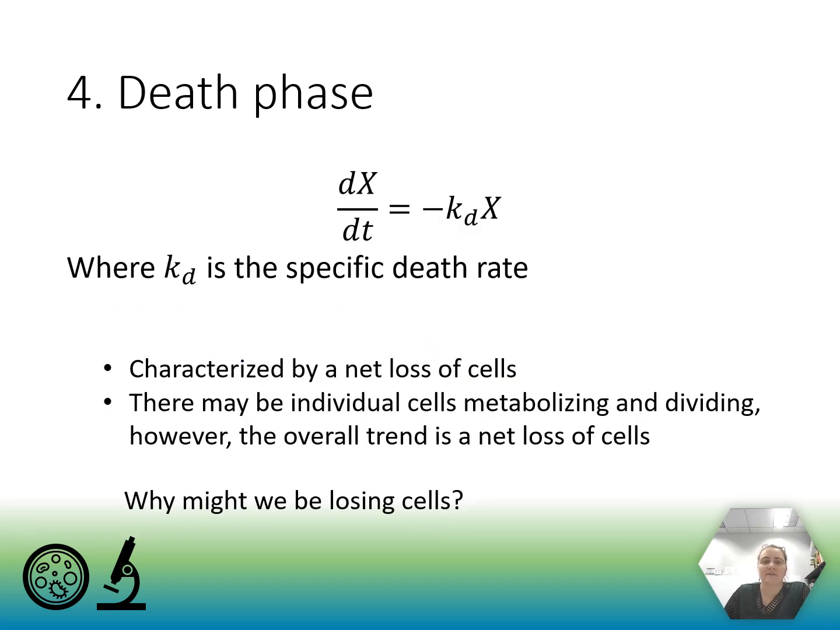Last thing with the death phase is we can use a very, very similar equation to our exponential phase with our specific growth rates, but we have a K sub D here and we have a negative sign, and that's important. And K sub D is what we call the specific death rate. And this phase, right, is characterized by that net loss of cells. So we have that minus K sub D. So individual cells can be metabolizing and dividing in the death phase, but overall there's a net loss of cells.